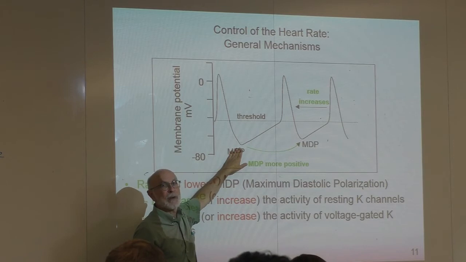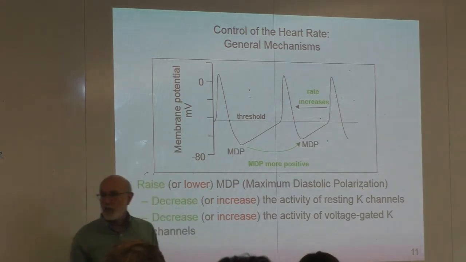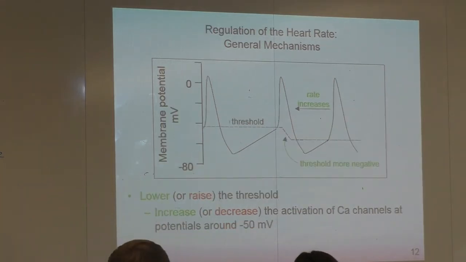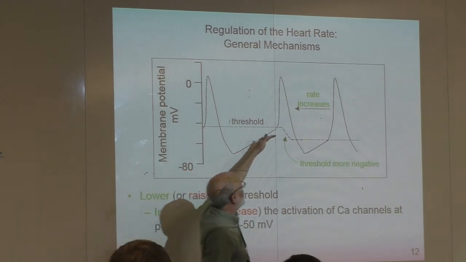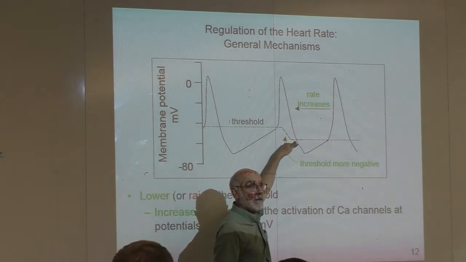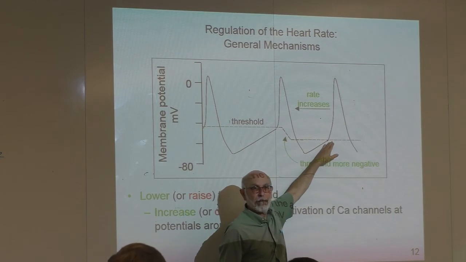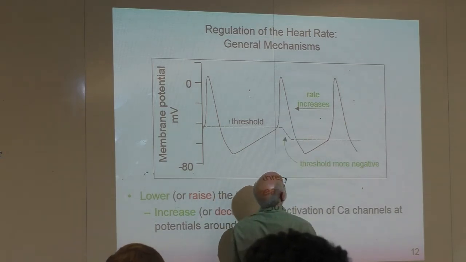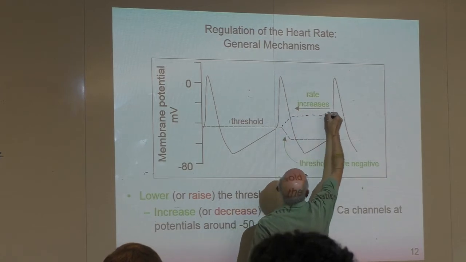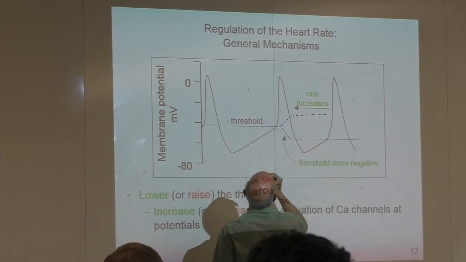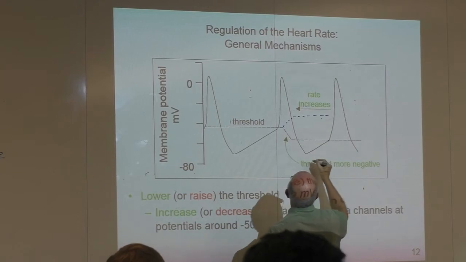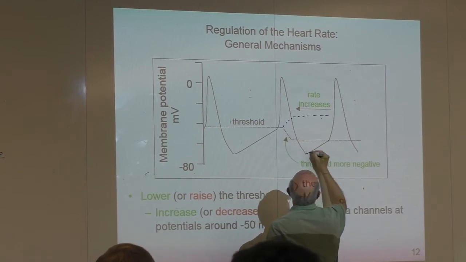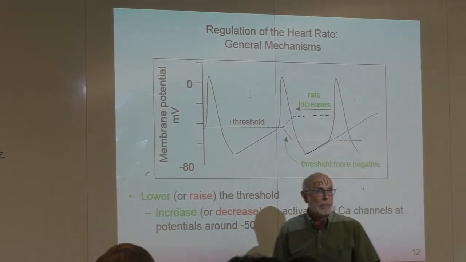What do you suppose the next one is? Oh, it's on the sheet. It's changing threshold. If we make threshold more negative, then we can get to it sooner. And if we make threshold more positive, we get to it later.